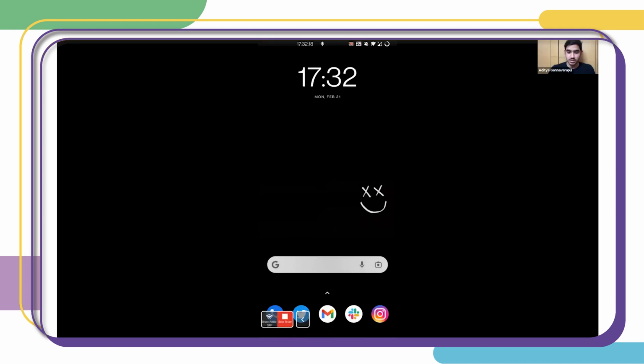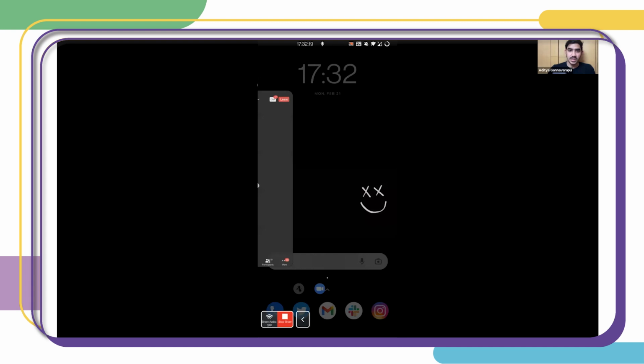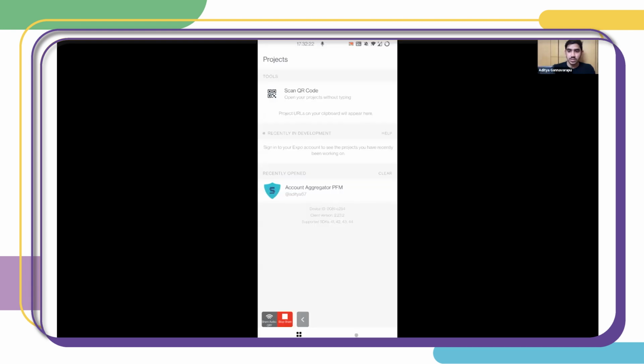Now what we'll do is I'll open up a sample app that has been built on top of Setu's AA sandbox, where you can... yes, okay. So it's kind of slow, but let's get on with it.